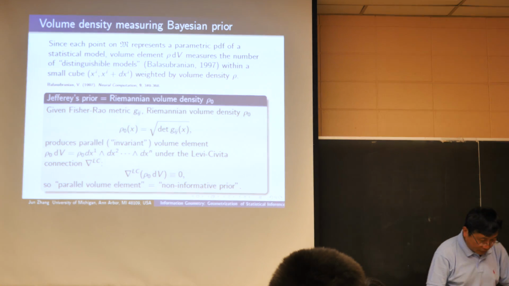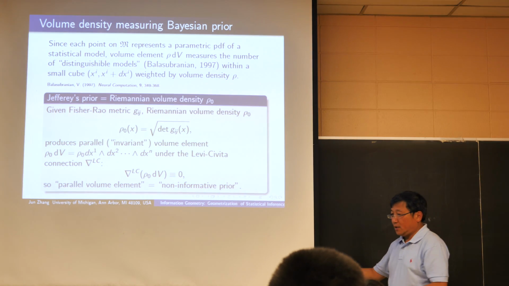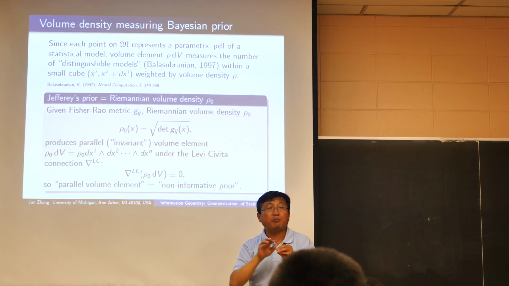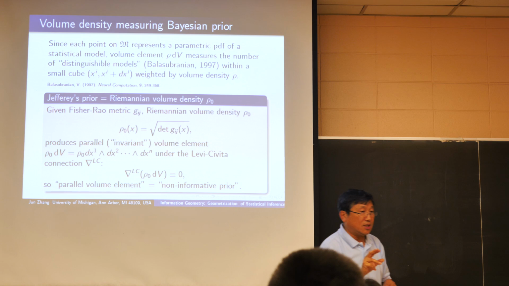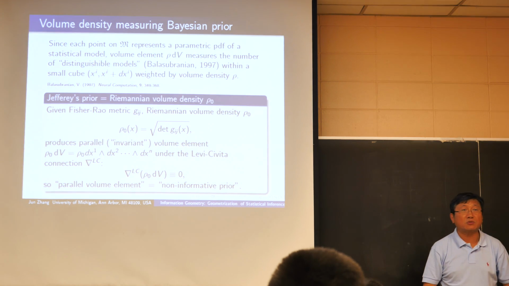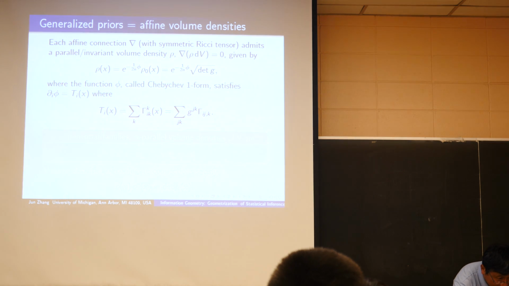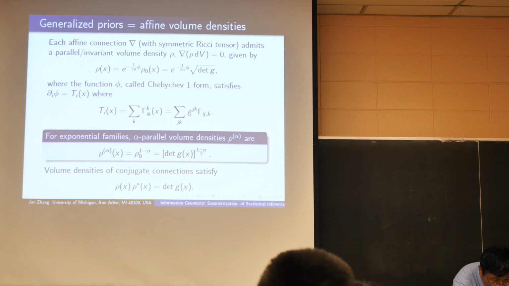So Jeffreys prior essentially is a Riemannian volume form, or the Riemannian volume form is one which is parallel with respect to the Levi-Civita connection. Okay, so Amari generalized this idea to a so-called alpha volume form.